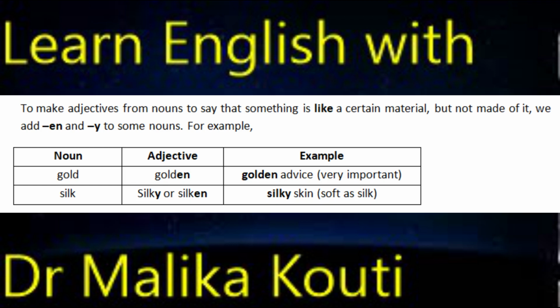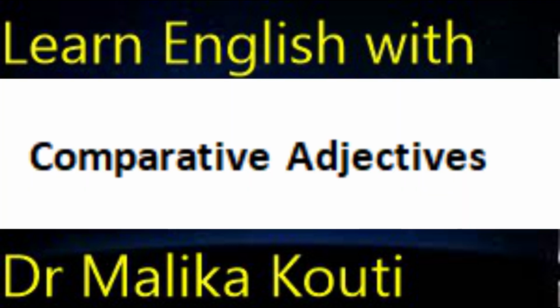Good. Another example, silk. Here we can make an adjective by adding y or en. We can say silky or silken. Example, silky skin. It means skin soft as silk. That's it. Good. Now let's move to comparative adjectives.